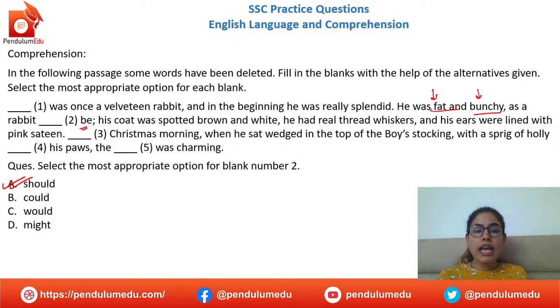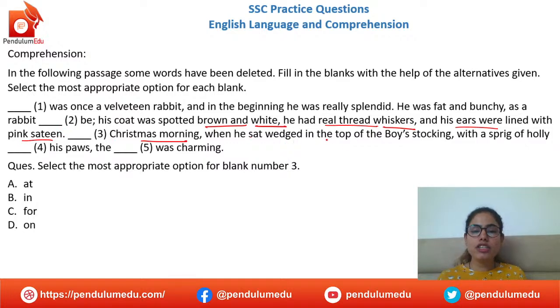So as a rabbit should be, जैसे होना चाहिए, the rabbit was the same, fat and bunchy. His coat was spotted brown and white. He had real thread whiskers and his ears were lined with pink satin. Blank Christmas morning, when he sat wedged in the top of the boy's stocking. Blank Christmas morning. At, in, for, on. बताएंगे, quickly. Quickly tell me. At, in, on, for.